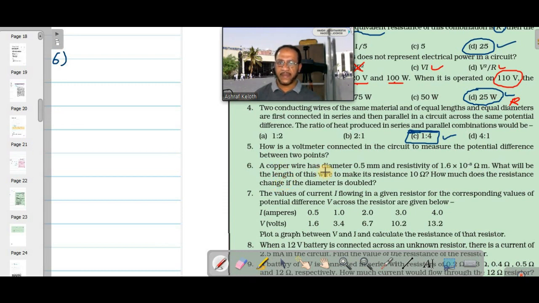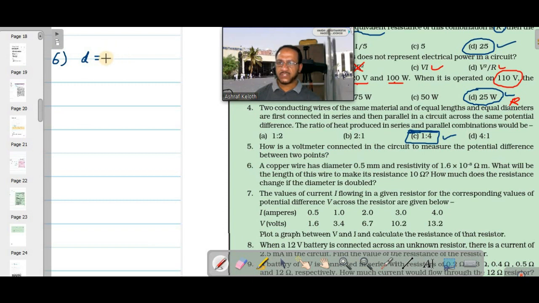When you are solving a numerical, first of all you must write the values given. What are the values given in the question? Write them down on your paper. When you write the given values, you will get some idea about the equation, the relation connecting the given values. Then you can apply the equation.